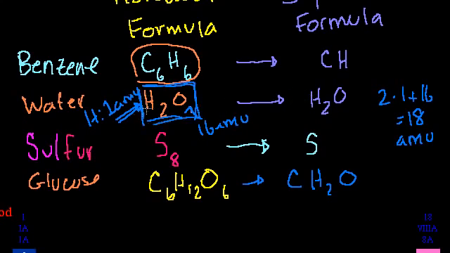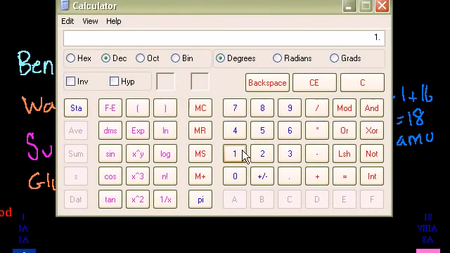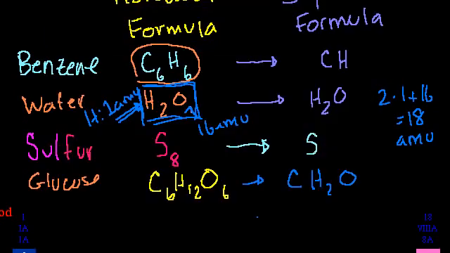And once again, if you want to say what percent by mass of water is oxygen? Well, 16 out of the 18 is oxygen. So if we get the calculator back, 16 divided by 18 is 88.9%, let's say we round it. So water is 88.9% oxygen.